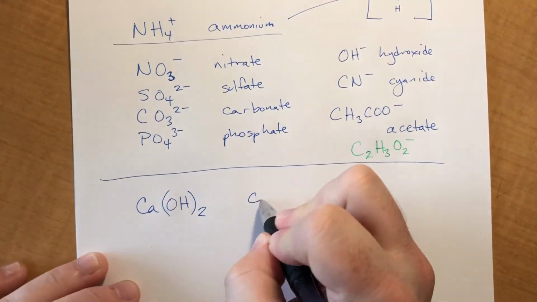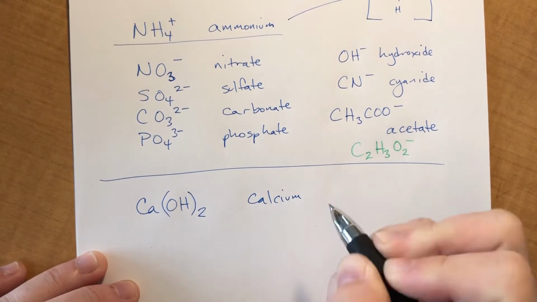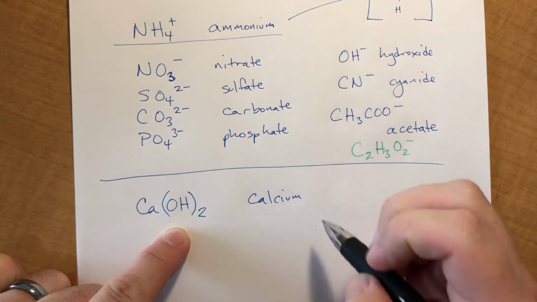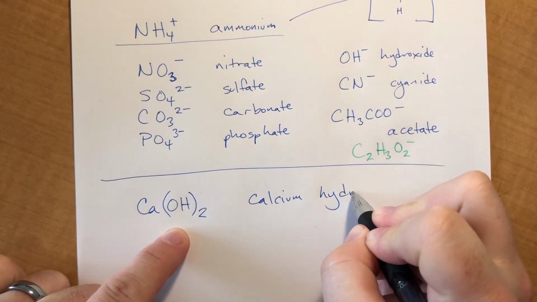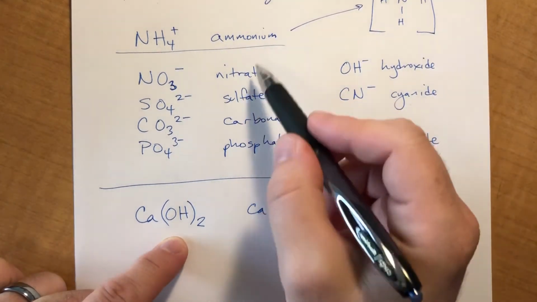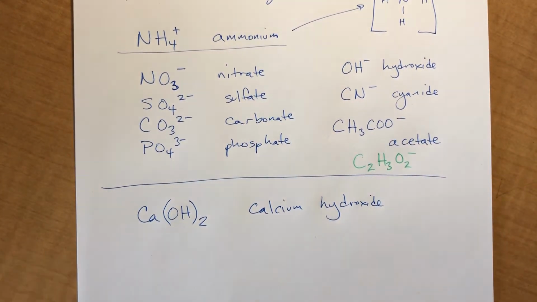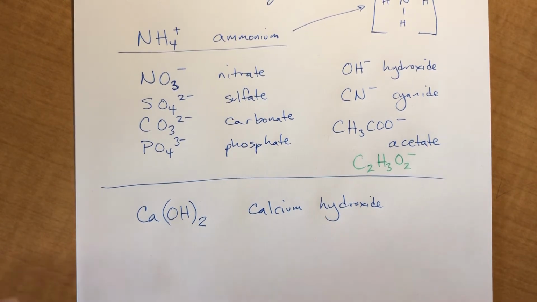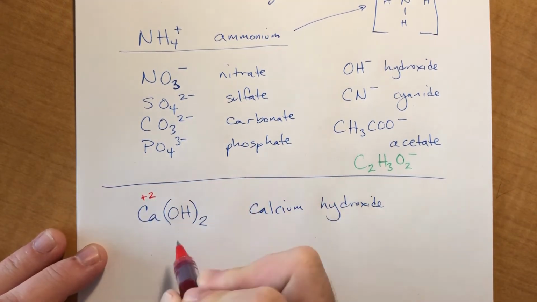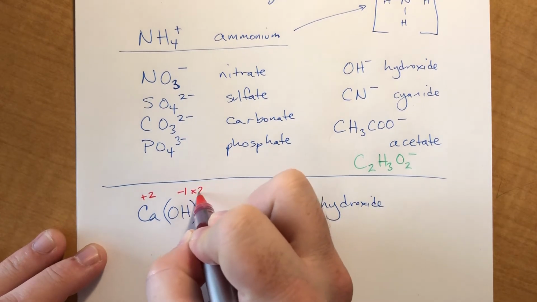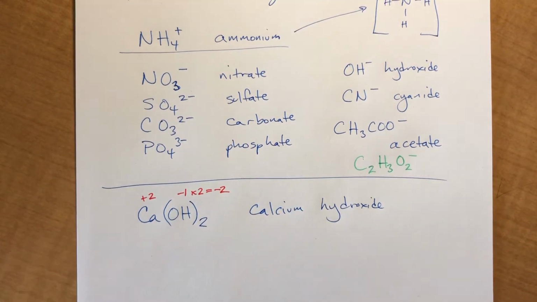This would be calcium. And this one, if we memorize it, we know the charge is -1. This is hydroxide, so this is calcium hydroxide. Still the same naming scheme. We don't change any of the endings up here. This is already in the format that it needs to be. Okay, and we wouldn't even have to do anything else extra here. We don't need a Roman numeral or anything, but I'm going to prove that the charges work out. Calcium is in the second column, so its charge is +2. Hydroxide is -1, and we have 2 of them, so that would be -2.